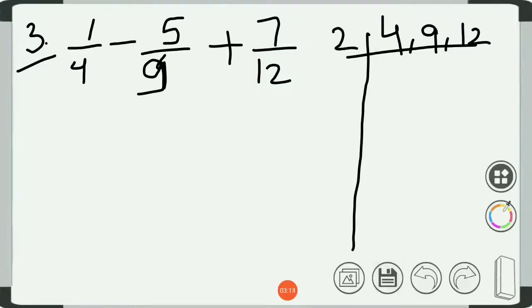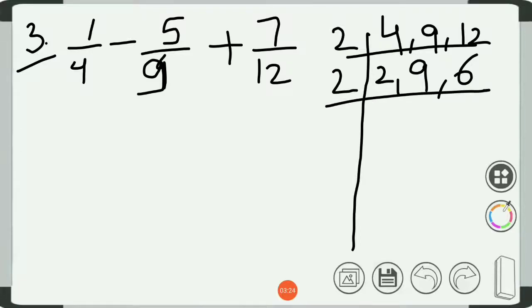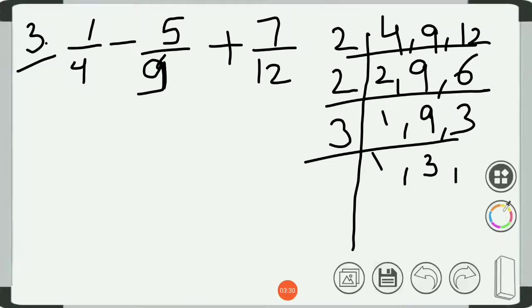Start with the 2. 2 2's are 4. Write the 2. 9 doesn't go in 2's table, so you have to write 9 as it is. 12 goes 6 times. Then 2, 1, 9 and 3. Then with the 3's table, 1, 3, 1. Again with the 3, 1, 1, 1.